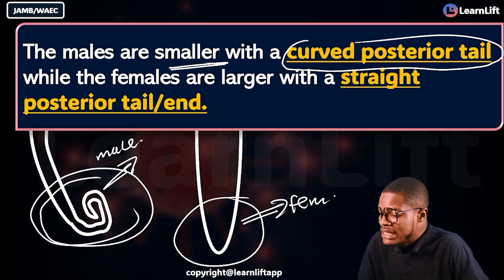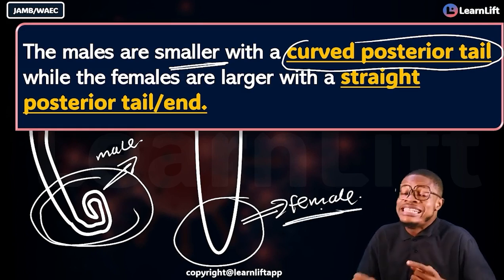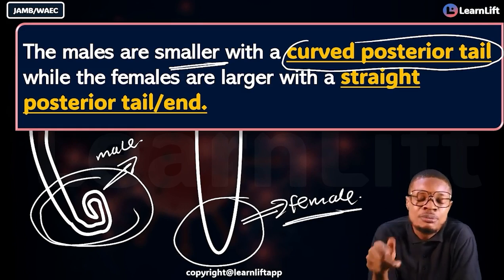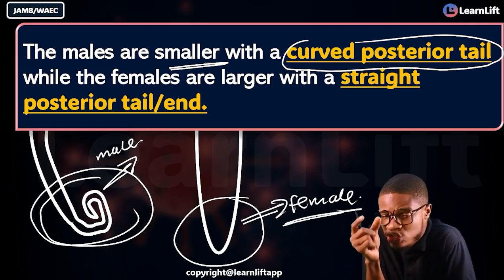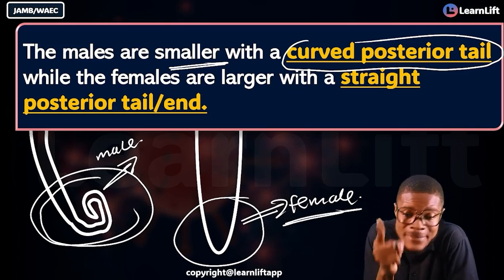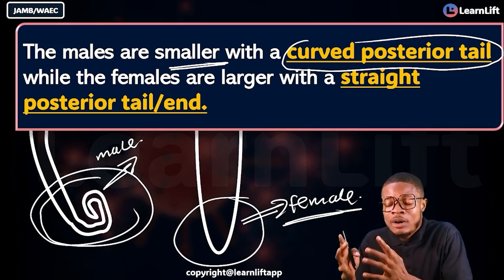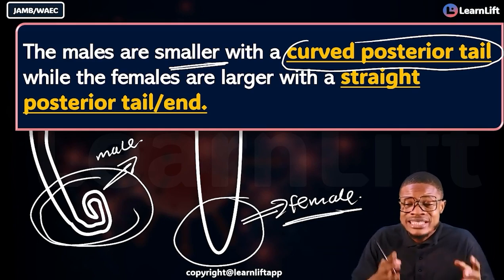So these ones now are the what? Female. Are they large? Yes, very large. Male, they are what? Smaller with a curved posterior tail. Females are larger with a straight posterior end. That's the major difference between your male nematode and your female nematode.